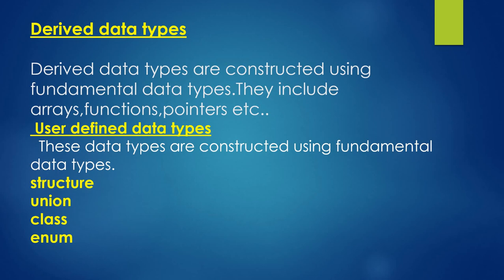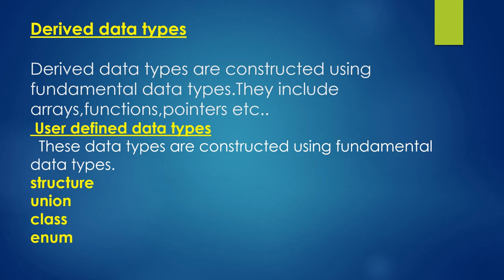Next, derived data types. Derived data types are constructed using fundamental data types. They include arrays, functions, pointers, etc. All these things we will learn in the coming chapters. Next one, user-defined data types. These data types are constructed using fundamental data types. The user is defining the data type. Examples are structure, union, class, enum and all. Structure, class and all we will learn in the coming chapters.